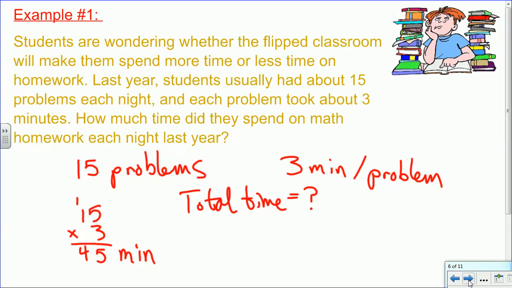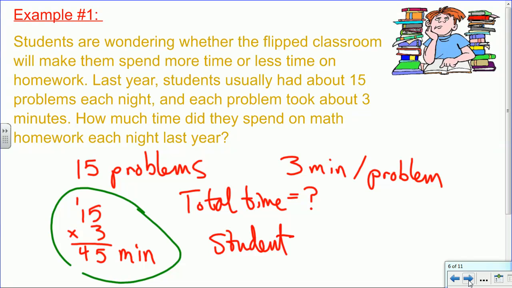So this is the sort of work I would expect you to show when you're completing one of these problems. You've got to show me what you were given, what you were working with, what calculation you did. And then we're also going to want to give our answer in a complete sentence. So we should maybe say, students spent about 45 minutes each night. Forgive my bad handwriting, that's why I dictate everything to you as well.